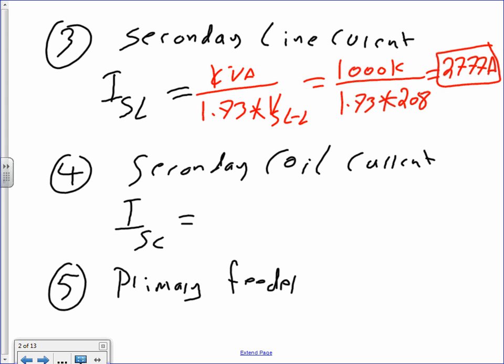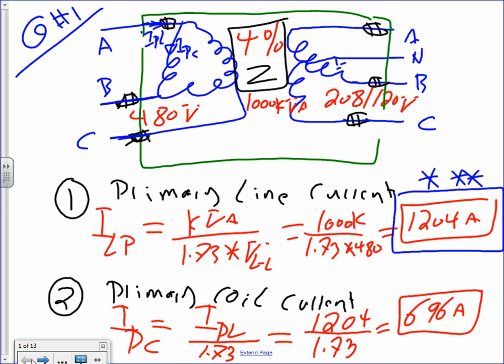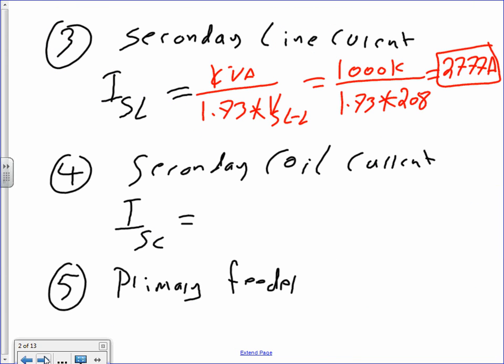Now the secondary current, I want to remind you guys, when it comes to the secondary current, the transformer is a delta here. That's why we divide it by 1.73. On the primary side, the transformer is what? A Y. So the secondary coil current is the same as the secondary line current. Everybody understand that? The current that comes out of this coil is the same current that goes into the line. Can I have thumbs up, Chad? Piece of cake.